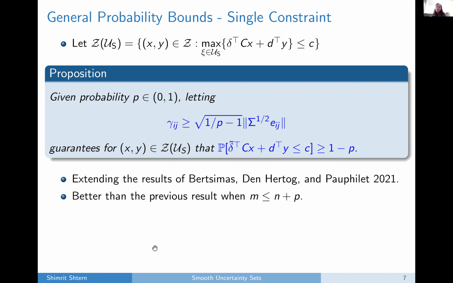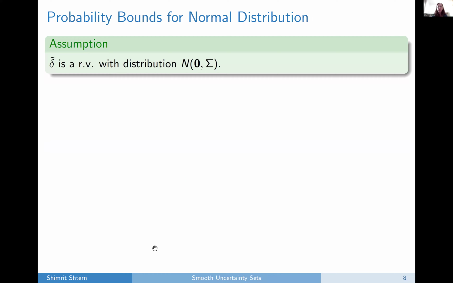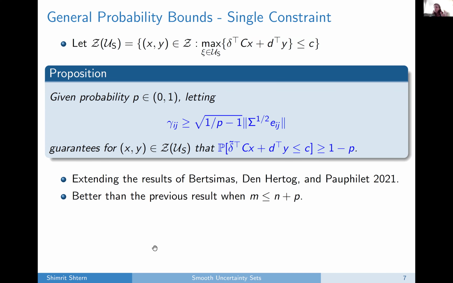Of course, it's better than the other results that we just showed if we have multiple constraints, but only if the number of constraints we have is smaller than the number of uncertain variables, because then we can use the union bound and show this inequality. And this is for general probability distribution with knowledge about mu and sigma.